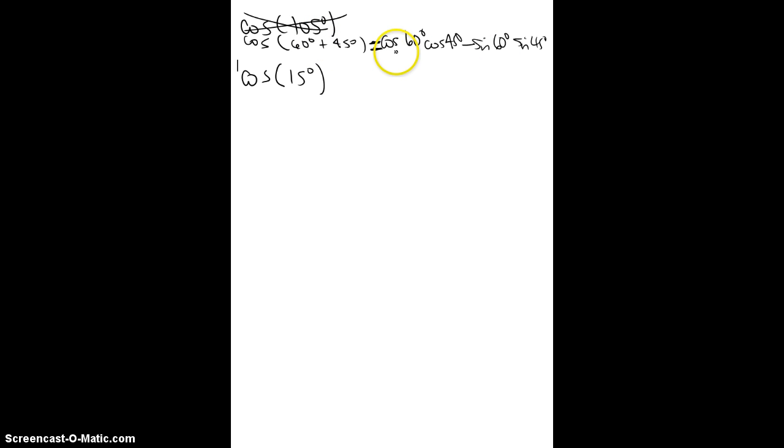Now, all of these will spit out a ratio. This will spit out a ratio. This will spit out a ratio. That will spit out ratios. So that's where you can use your unit circle to look. So I get a half times square root of 2 over 2 minus square root of 3 over 2. So having your unit circle handy is awesome.